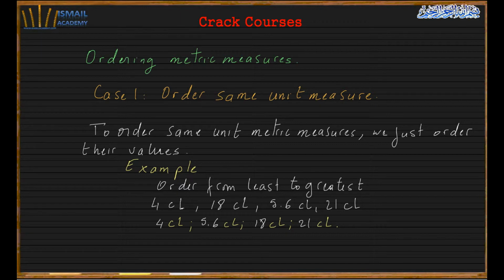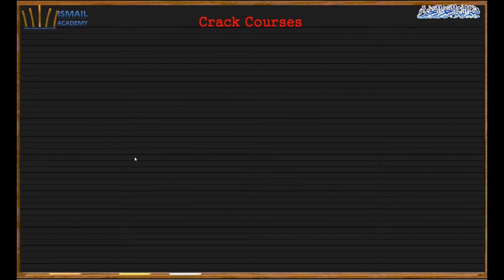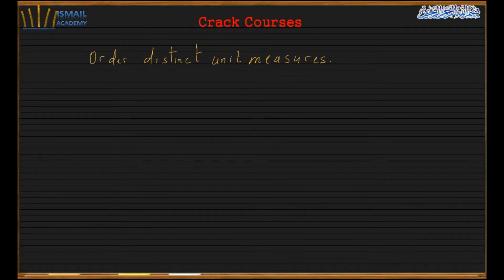Now we're going to learn how to order distinct unit measures. To order a distinct unit measure, first we need to convert all the unit measures to a single unit. So this is the first step we need to do: convert all to a single unit measure.